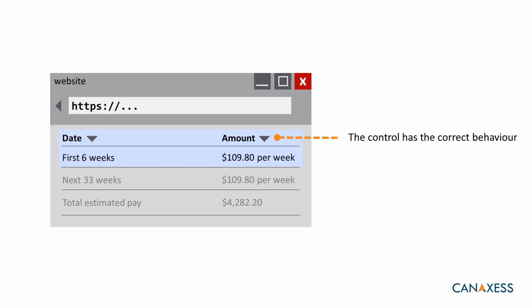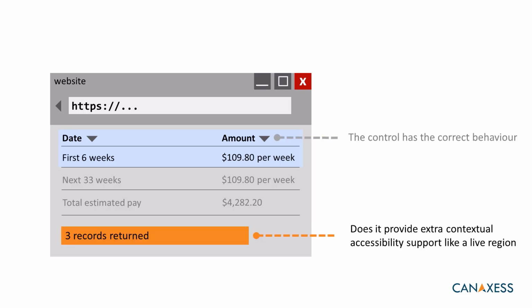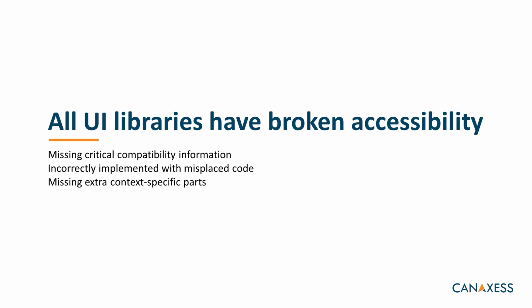The UI control may also be missing additional context-specific behaviour. A table that is filterable and sortable may have all the correct behaviour for controlling the interaction and correctly labelled buttons and be technically accessible, but it doesn't contain a way for a user using a screen reader to understand the table once sorted. So really not practically accessible. What has been returned? All UI controls have broken accessibility. They're either missing critical compatibility information, they've been incorrectly implemented with misplaced code, or they're missing extra context-specific parts.